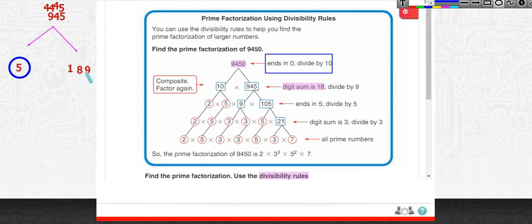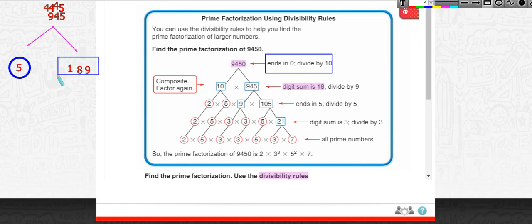We have 189. How can you factorize it? Can you tell me? By 3. By 3 or by 9? Do sum them together. What did I say? Sum them together. We have 1 plus 8, how much?